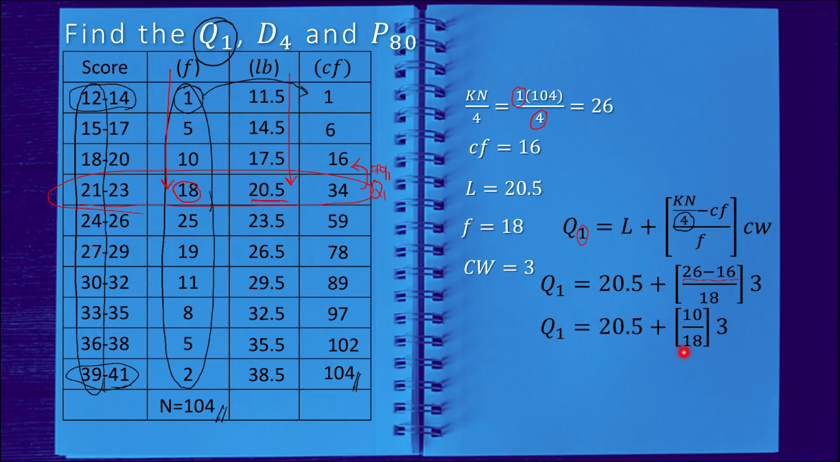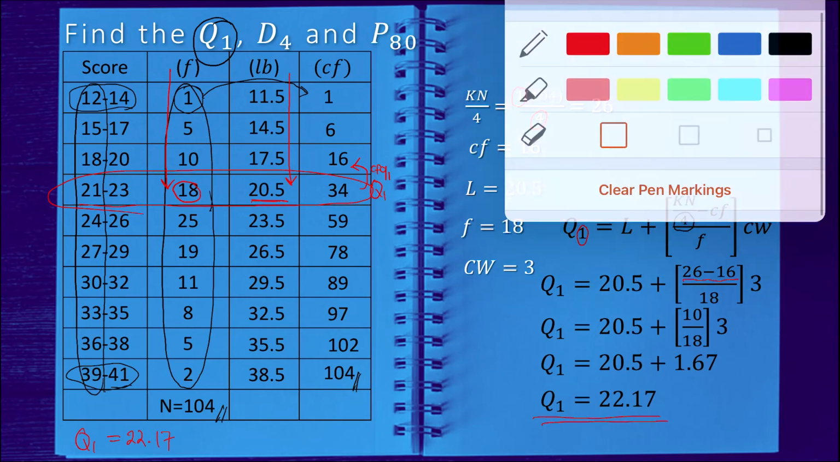10 divided by 18 times 3, that is 1.67. Lastly, 20.5 plus 1.67 is equal to 22.70. That is the final answer for Q sub 1. Then, sulat natin, Q sub 1 is equal to 22.70.